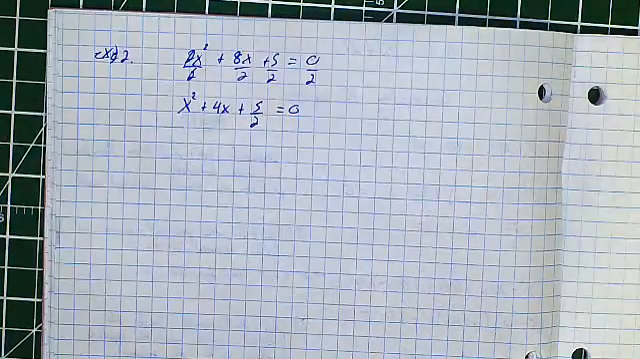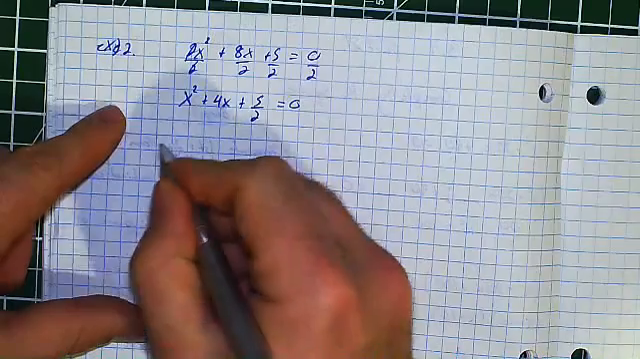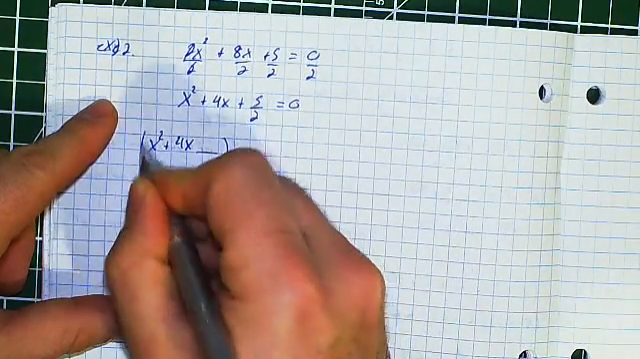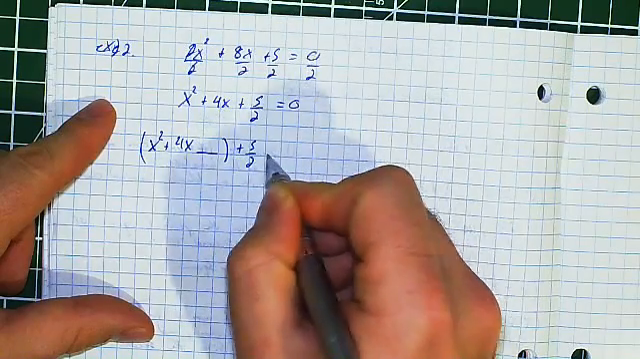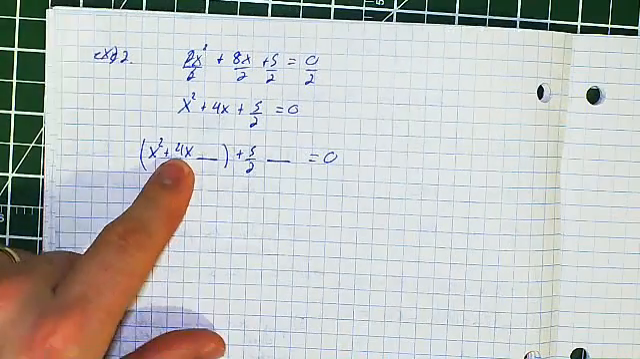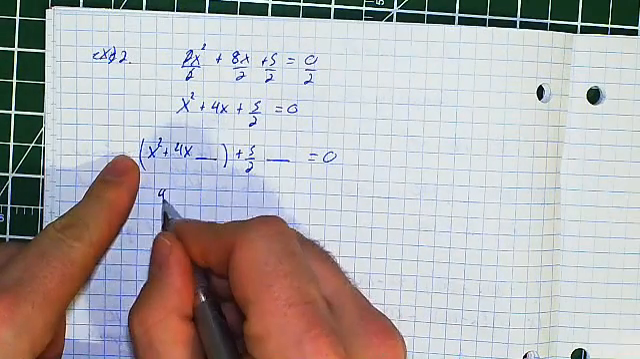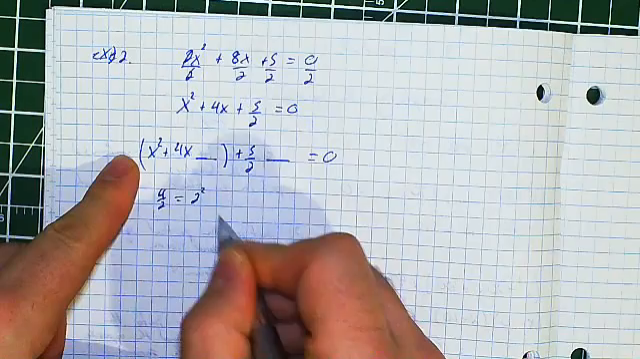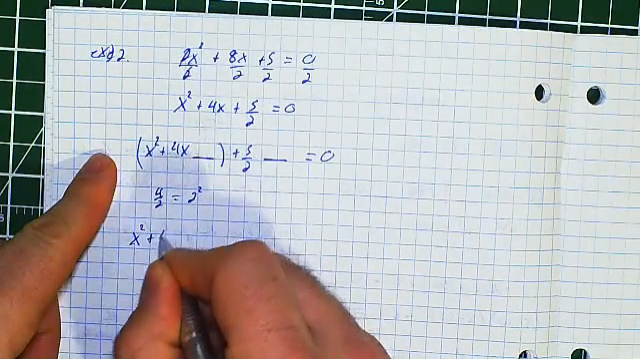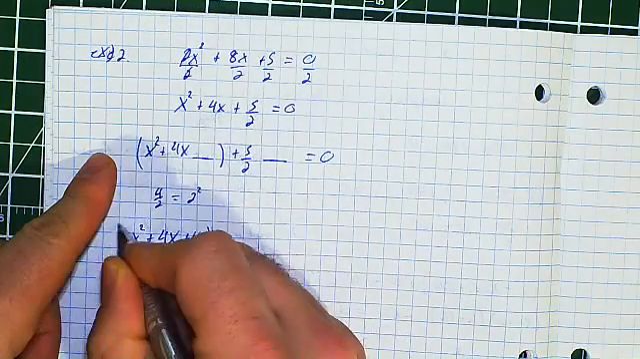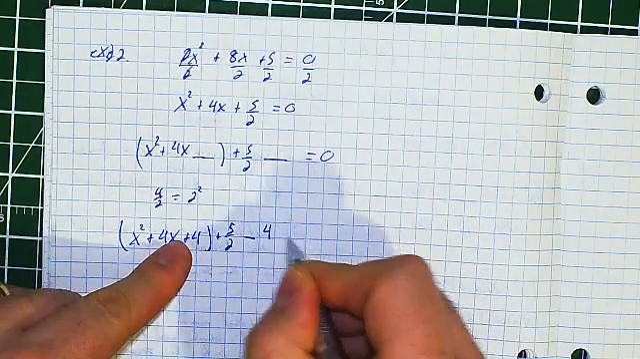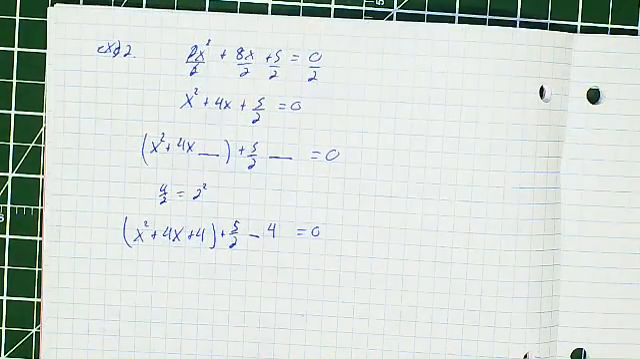Now I can go by completing the square. So just like last time, separate your two terms. So what I'm going to have is x squared plus 4x blank plus 5 over 2 blank equals 0. Okay. I take my middle term, divide it by 2, so 4 divided by 2 equals 2, and 2 squared is 4. So this now becomes x squared plus 4x plus 4. I'm going to have 5 over 2 minus 4 equals 0.